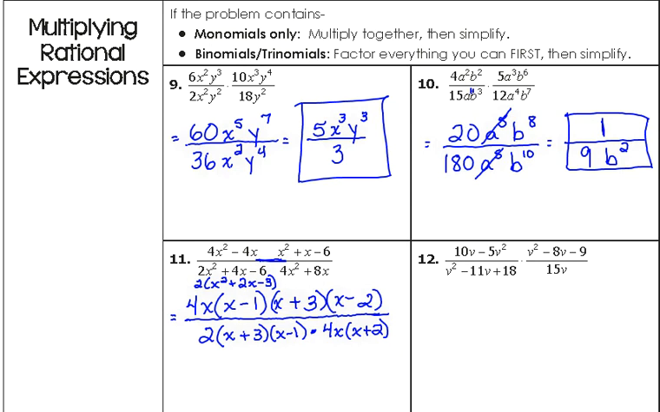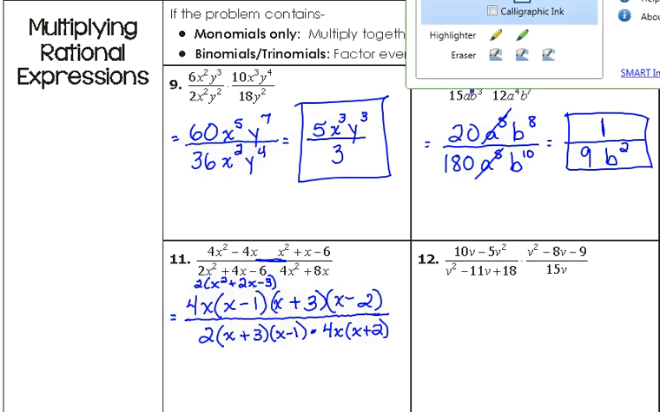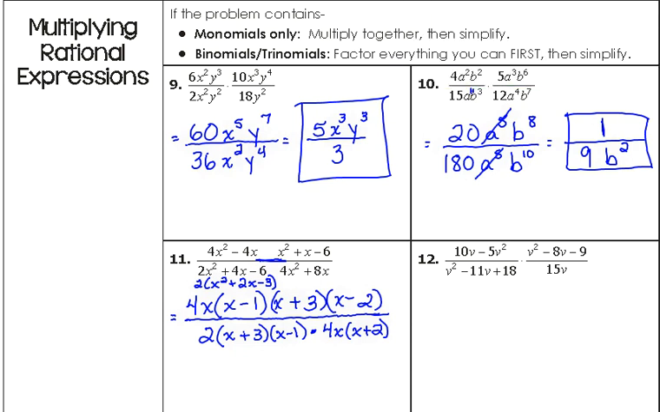Okay. So let's see here. Now we're in the boat of what we did yesterday. We've got a numerator, we've got a denominator. It's in factored form. We just need to cancel anything that shows up in both. So what can we cancel? Okay, x minus 1 and x plus 3, 4x. Okay, we can cancel out the 4x there. So what are we left with?